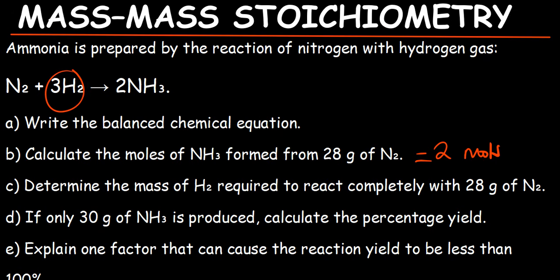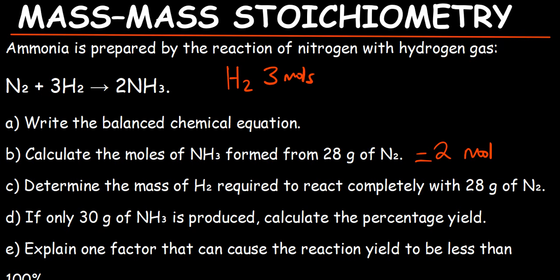So in terms of moles, we're also going to use the coefficients. This has a coefficient of 1, this has a coefficient of 3. So for every mole of nitrogen, you're going to have 3 moles of hydrogen. So we're going to have 3 moles of hydrogen first. It's the one that is going to help us find the mass.